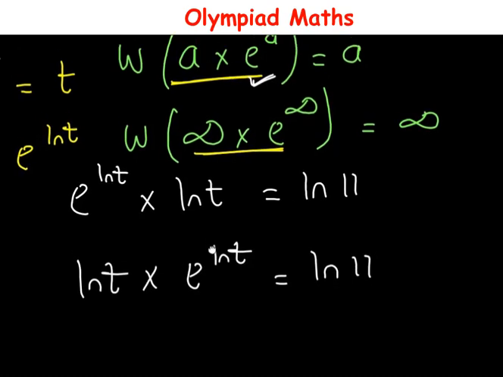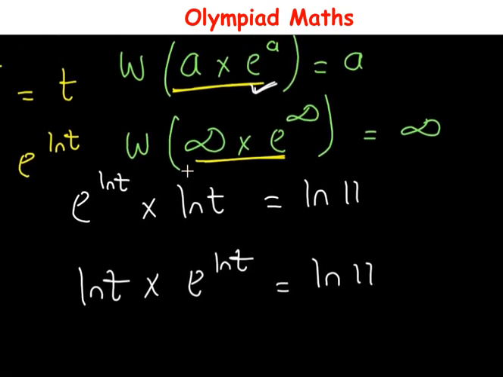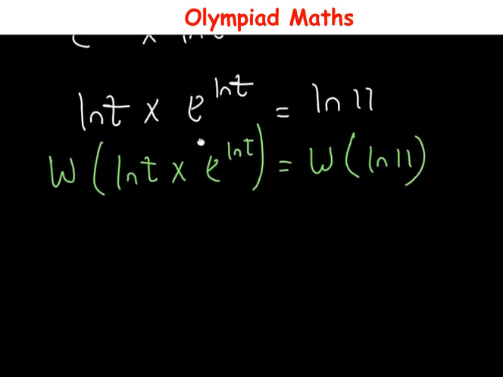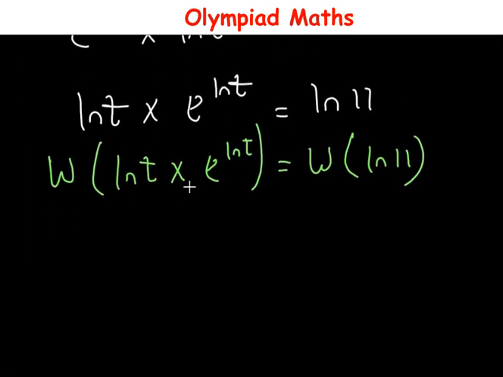Now, at this junction, as you can see, we have the same expression. We have ln t times e raised to power ln t, something like this format, a times e raised to power a. So ln t has the same power also, ln t. So we can then apply the same Lambert W function, that if you have W of ln t times e raised to power ln t, and also apply it on the other side, so W of ln 11. With this, once you apply the Lambert W function to this, what you get is ln t, which equals W of ln 11.